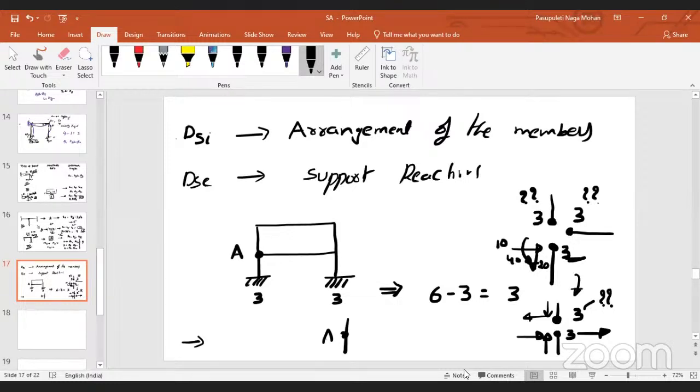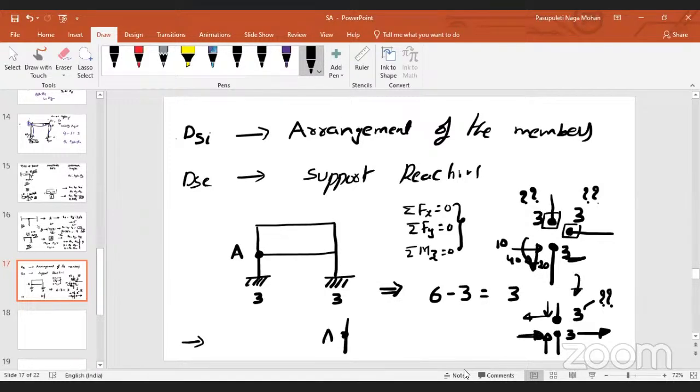We cannot here. Why? Because here we are just taking simply opposite reactions. But here also 3 will be possible. What is the condition we talk about? At that joint, we'll say summation of x is 0, summation of y is 0, and moment is 0.